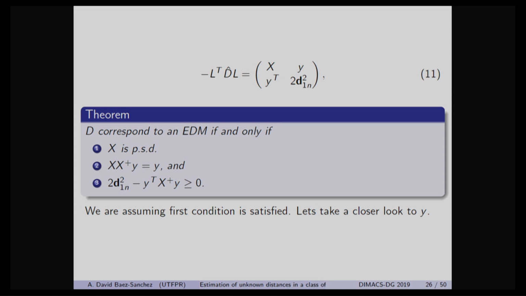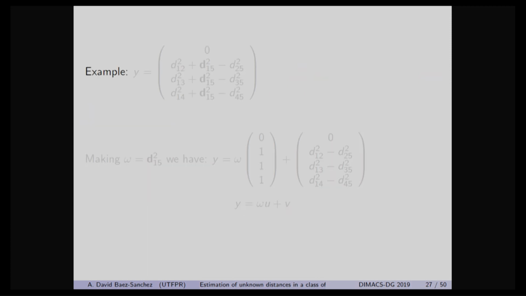Note that this third condition is a real inequality, because the only thing unknown here is this value. This is a real number. This is a real number. Here inside it is also this real number. Okay, so let's take a closer look at what this vector y is, in order to understand better what these conditions are. In the example I showed you, this is the vector y.